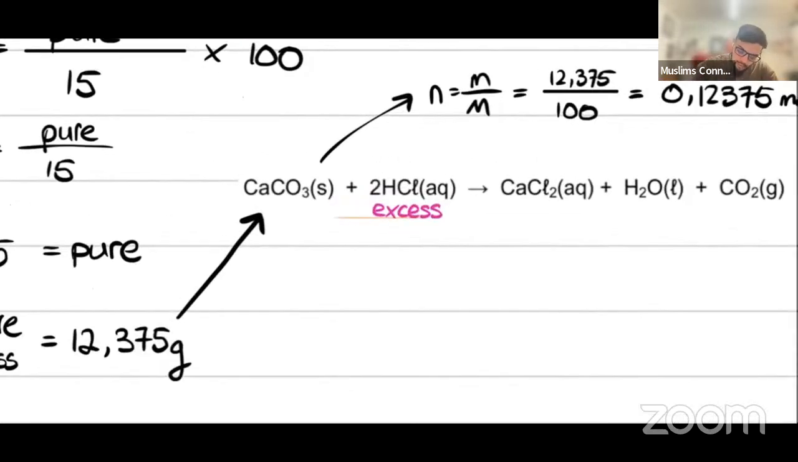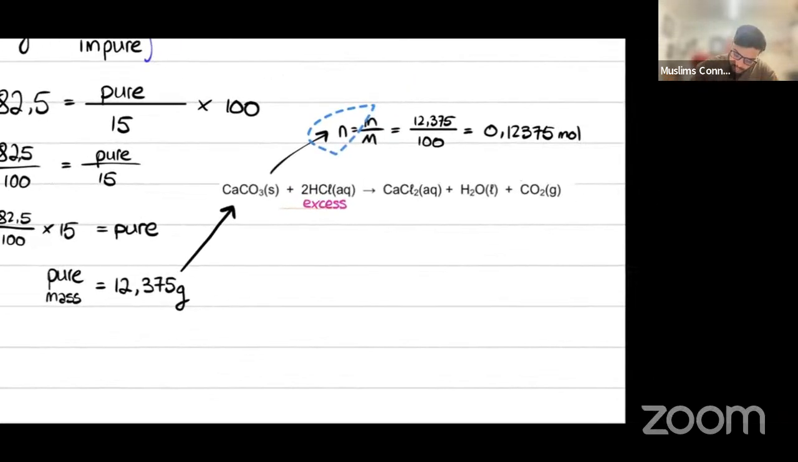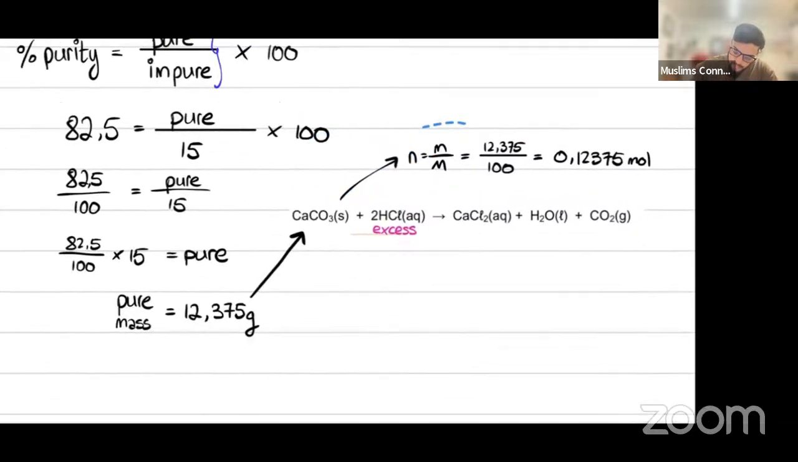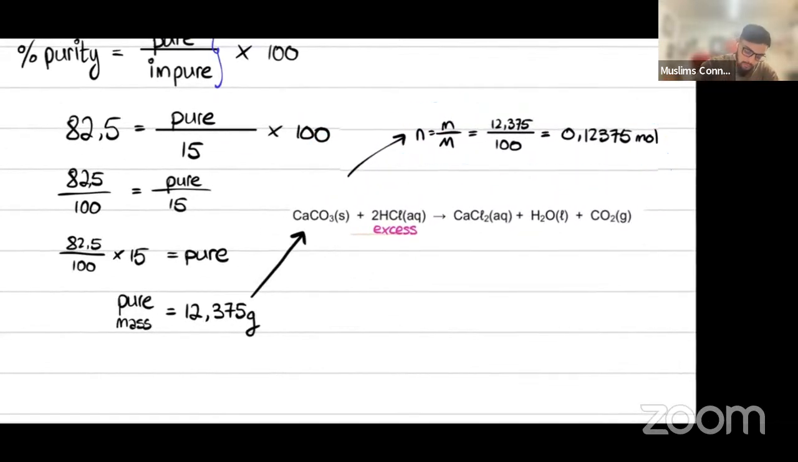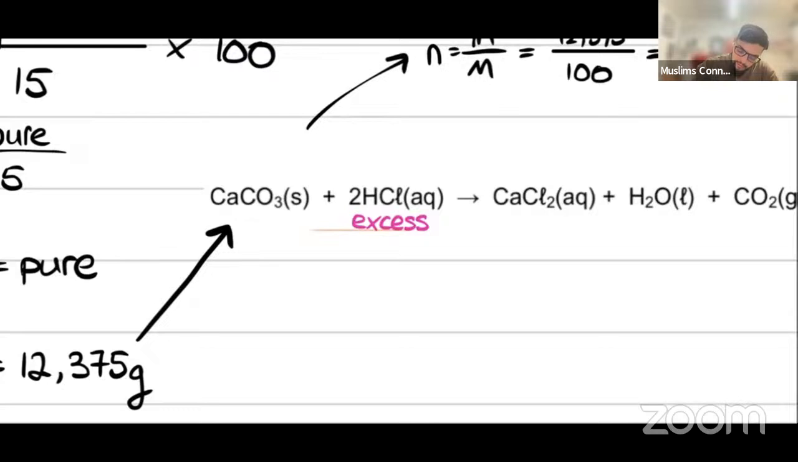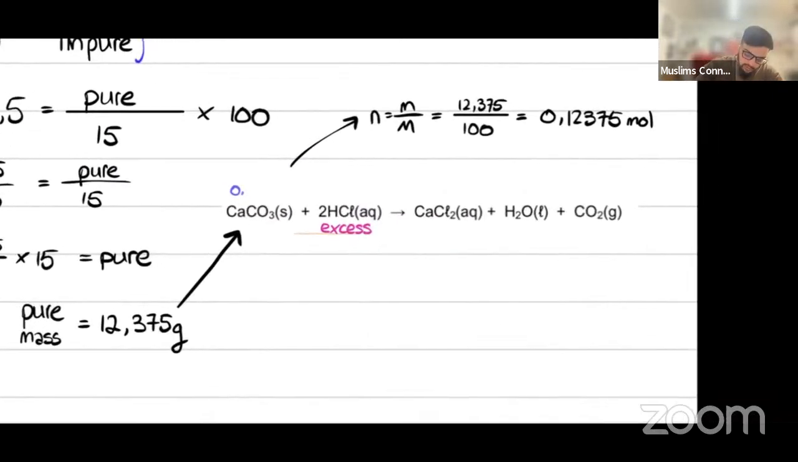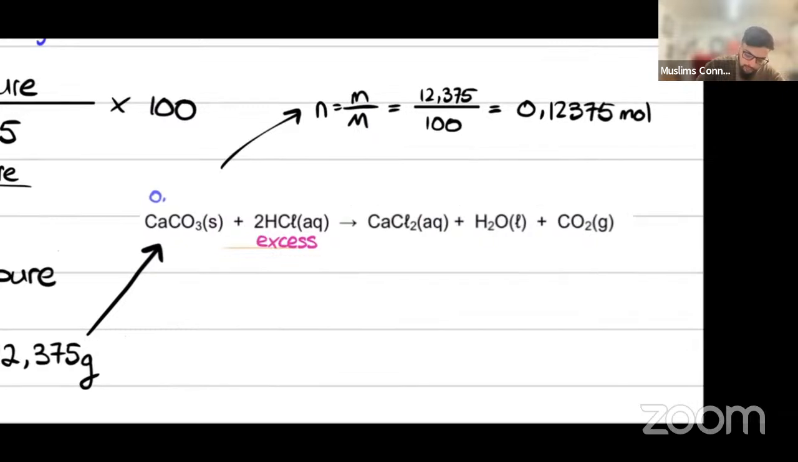We have its moles. Very good. So now we can go here and say, very nice. When it comes to chemistry, you want to keep about 5 decimal places, especially for moles, and you can round off at the end. So 0.12375 moles. And now we use the molar ratio.